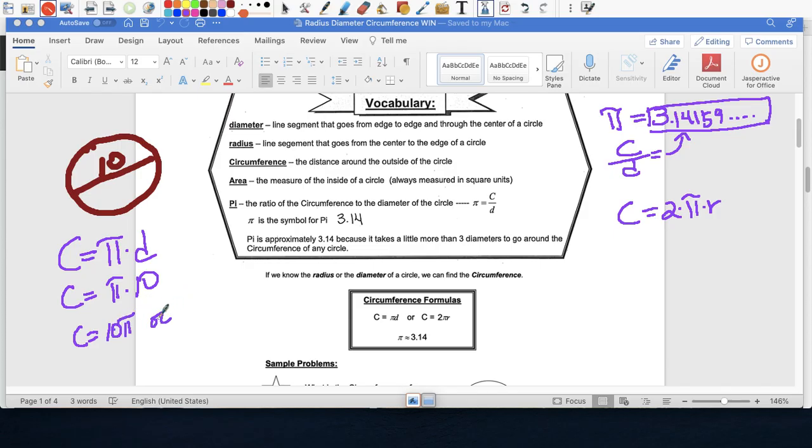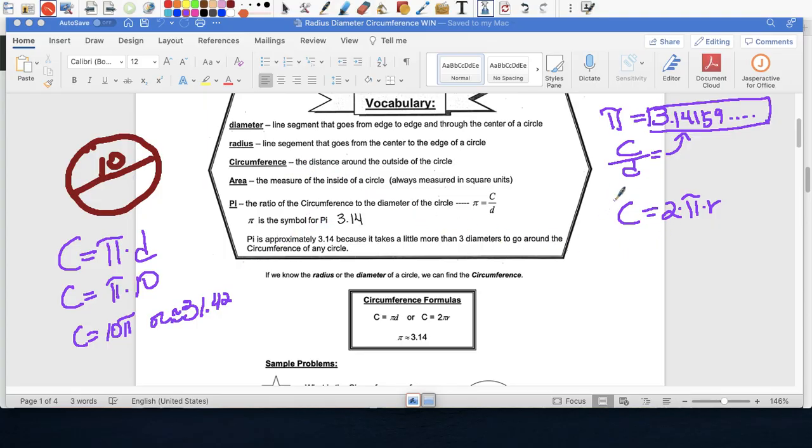Or you can take your calculator, multiply 10 times pi, and actually get a numerical value. And that's going to give us 31.42. And that's going to be approximate because we're rounding it.